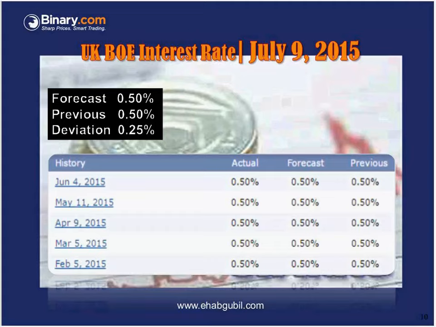There is also a possibility for a third scenario, the Bank of England cutting rates to 0.25%. And if that's the case, it should be a sell on the pound.